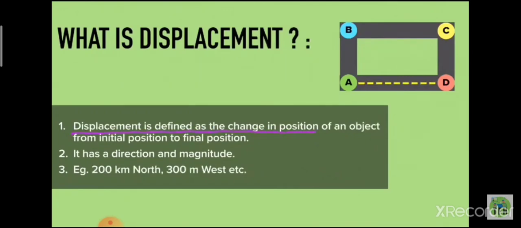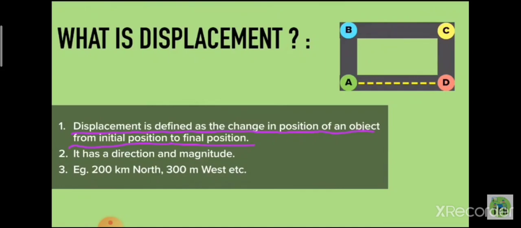Displacement is defined as the change in the position of an object from initial position to the final position. Displacement means you will see only the final position and the initial position, from where he has started till where he has ended, and the distance between these 2 points.